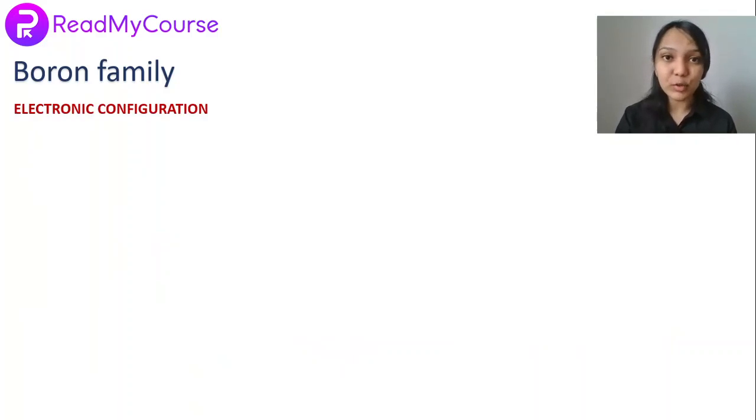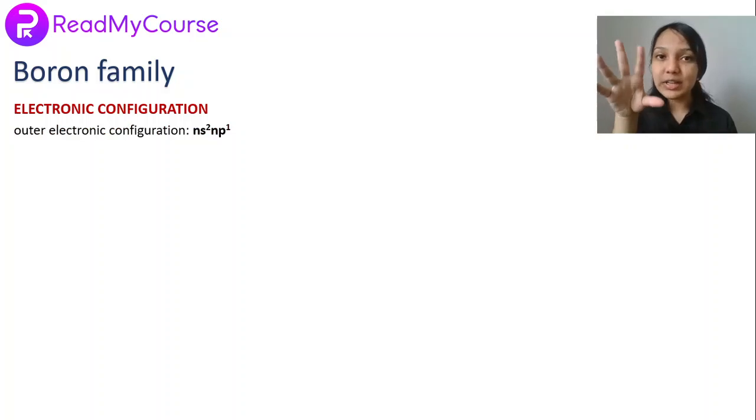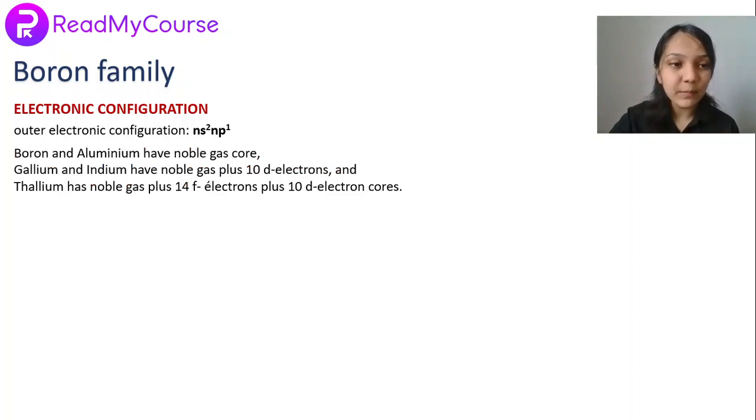Now talking about the electronic configuration, we know that they have the outer shell electronic configuration ns2np1, where the s orbital is completely filled and np varies from 1 to 6. In case of the boron family, it's np1. That is what is shown here. Boron and aluminium have a noble gas core, which is basically ns and np, so boron and aluminium both have ns2 np1.